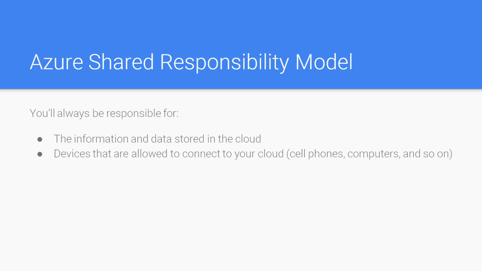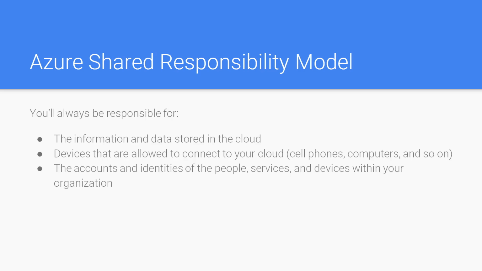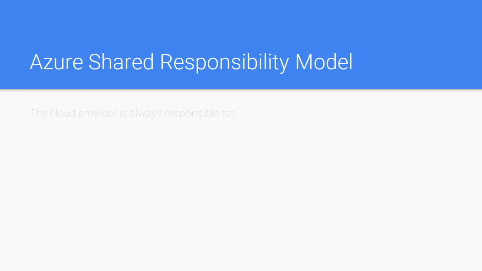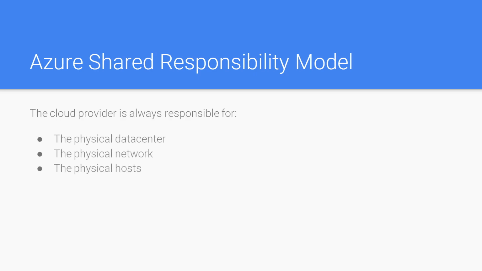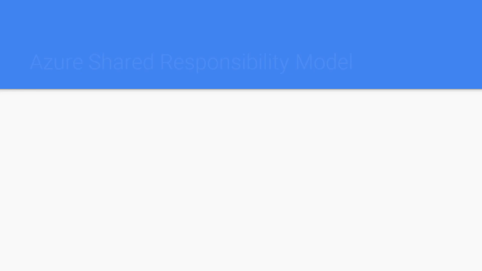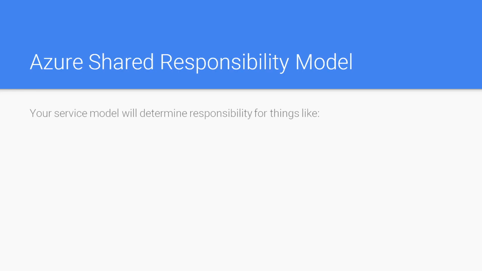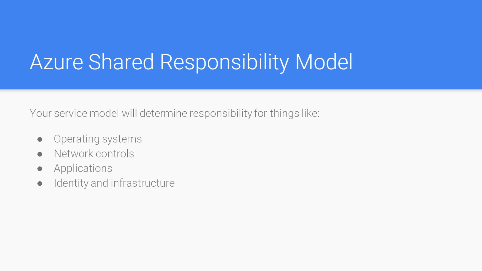You are also responsible for the devices that are allowed to connect to your cloud, cell phones, computers, and so on, and the accounts and identities of the people, services, and devices within your organization. The cloud provider is always responsible for the physical data center, physical network, physical hosts, and so on. Your service model will determine responsibility for things like operating systems, network controls, applications, identity and infrastructure, and so on.